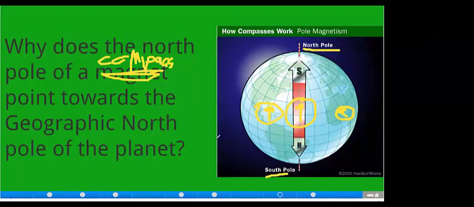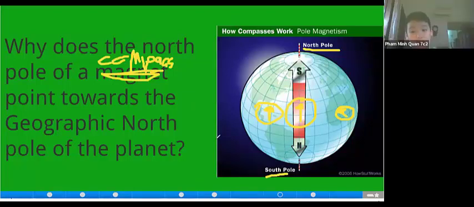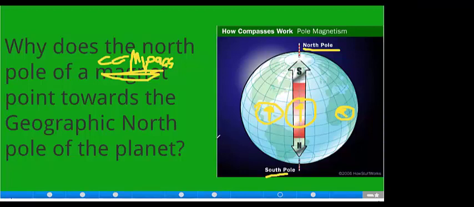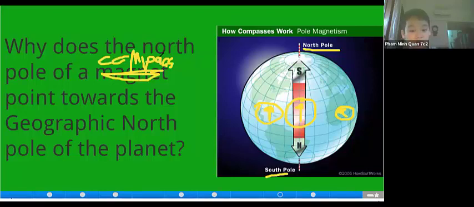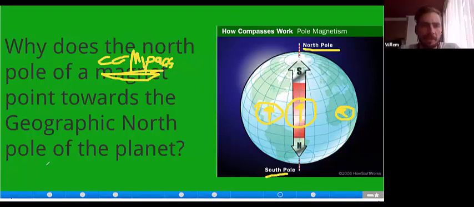Well, because the Earth has its own magnetic field. But the magnetic field is like the reverse of a magnet. So the south of the magnet would attract to the North Pole, while the north of the magnet would attract to the South Pole of Earth, because the Earth's magnetic field is actually the reverse of the magnets we know in use. Well done. Okay, that is a very good explanation.